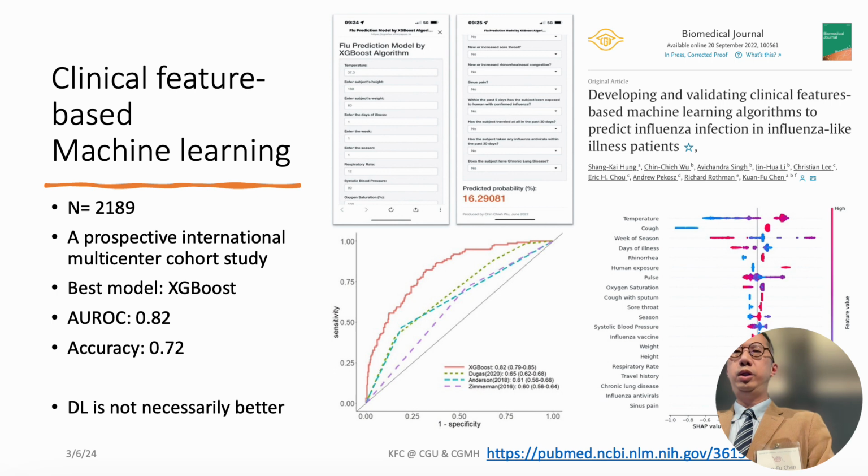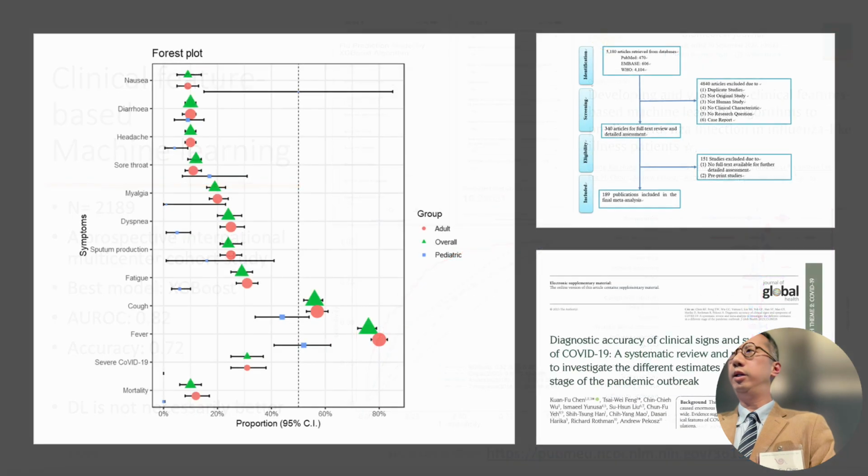We then use machine learning to integrate symptom data for predicting influenza infections. This model has shown promising performance, surpassing traditional methods in certain respects, and is also being adapted to assist frontline healthcare workers in identifying potential influenza cases.